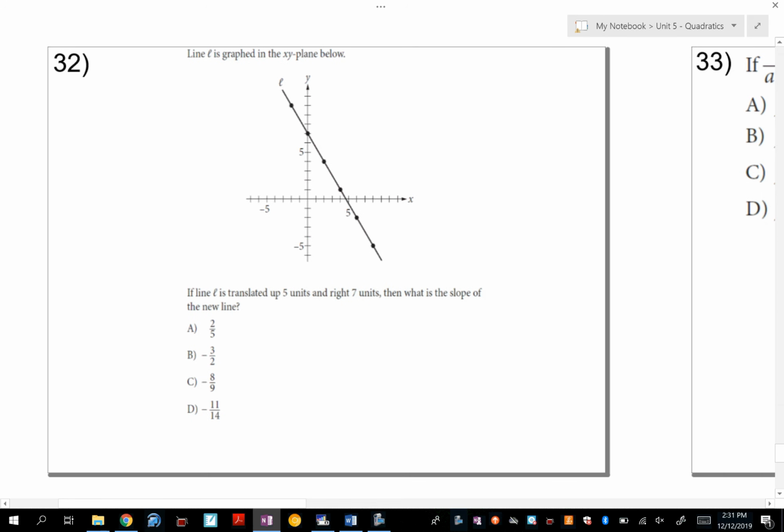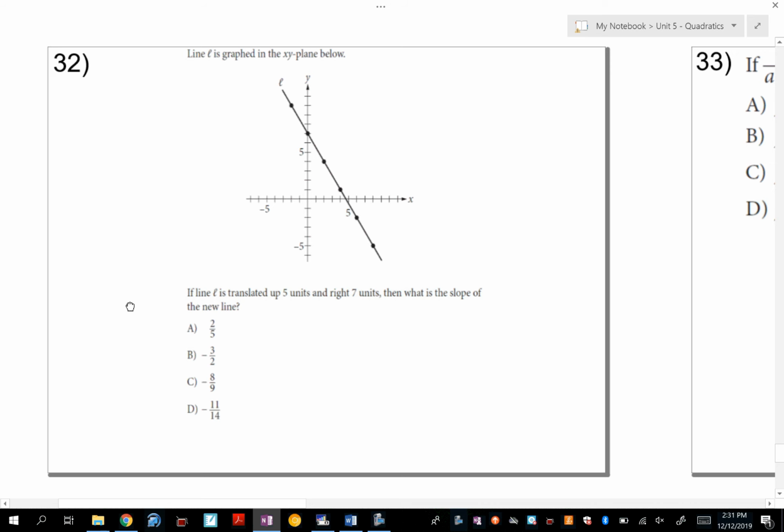It gives us a line, and it says they're going to move the line 5 units up and 7 units to the right. And what's the slope of that new line? And they're trying to mess you up here. Because if they just take this entire line and move it up and right, it's going to look exactly the same, just in a different location. Okay? So the slope is unchanged.